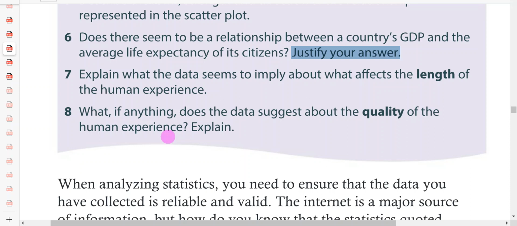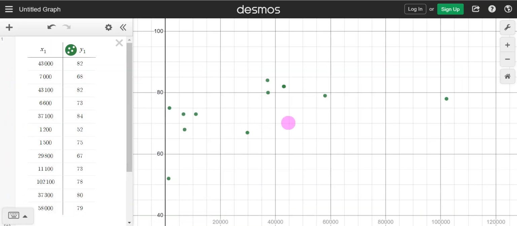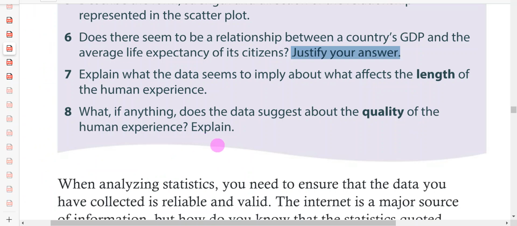Happiness. That would be a quality, yeah? What do you think length would be? How long we live, yeah? So what does the data seem to imply about the length of the human experience? Well, if we look at this, it's got nothing to do with how much money you have. What does it say about the quality of human experience? Nothing at all. All right?